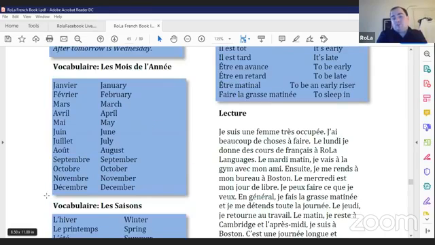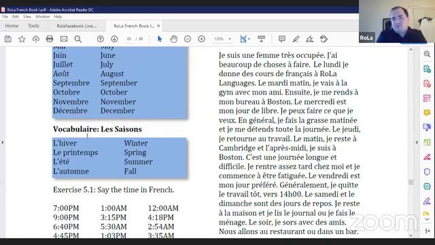And then I also showed you les mois de l'année, the months of the year. We have janvier, février. So répétez après moi: janvier, février, mars, avril, mai, juin, juillet, août, septembre, octobre, novembre et décembre. Très bien. I did not review les saisons, but these are pretty simple. We have l'hiver, which is winter, le printemps, spring, l'été, summer, et l'automne, fall or autumn. If you want to review them, feel free.